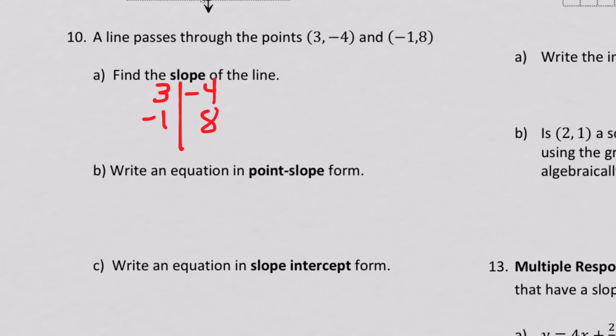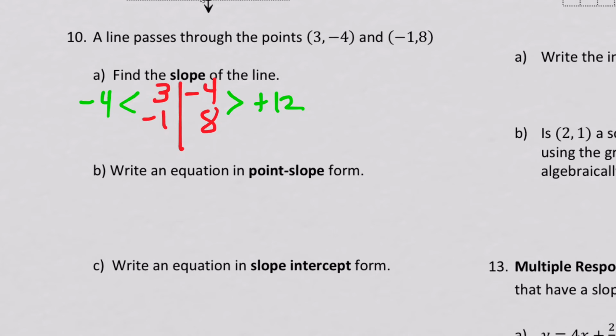So the change of y is going to be on this column. So how do I change from negative 4 to 8? I'm going to be increasing, so I'm going to be going up by 12. And if I look at then the x-axis, how do I change from 3 to negative 1? From 3 to negative 1, I'm going down, or I'm going more negative. So that's going to be going down by 4, so it's negative 4.